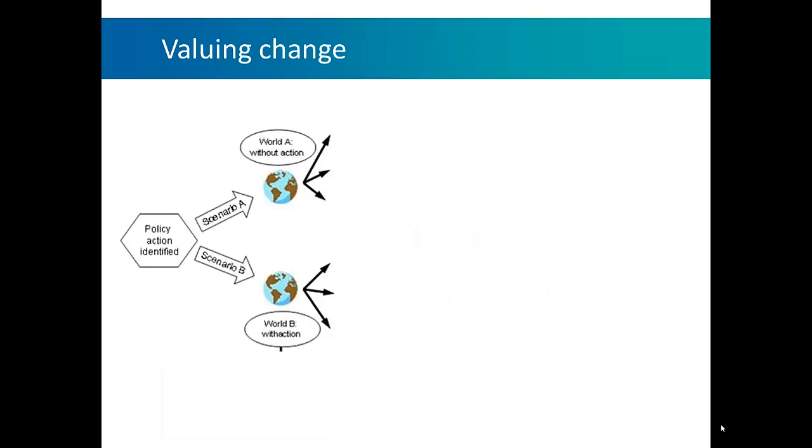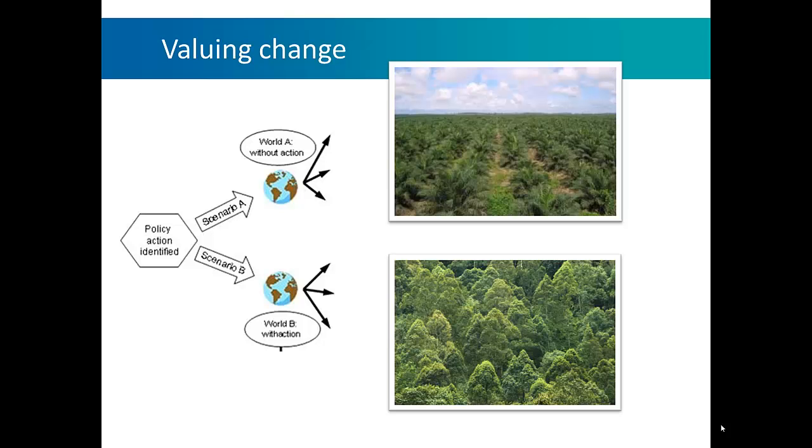So I'll just give a couple of examples of what we mean by the idea of having two alternative states. So this little picture here shows that a policy action might be identified, and under scenario A you would not implement that policy action, and on scenario B you would implement that action. So for example, without implementing an action at this site, business as usual would probably be oil palm development, whereas if you applied a policy perhaps to not allow the development to go ahead, then the forest might remain in its natural state.